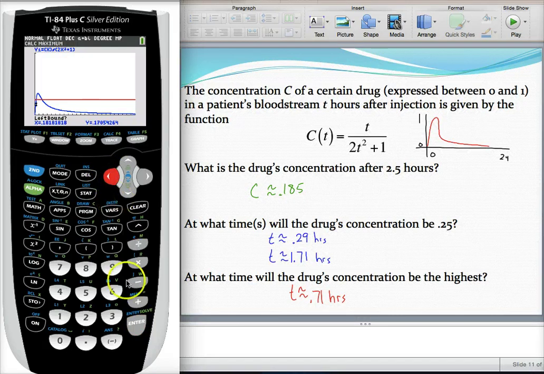Then just go ahead, don't press enter 3 times. Move your cursor a little bit to the left of the vertex and press enter. Move your cursor a little bit to the right of the vertex and press enter. And then just hit enter for guess, and your calculator will find the highest x value in there. About 0.71 hours is when that drug will be at its highest concentration.